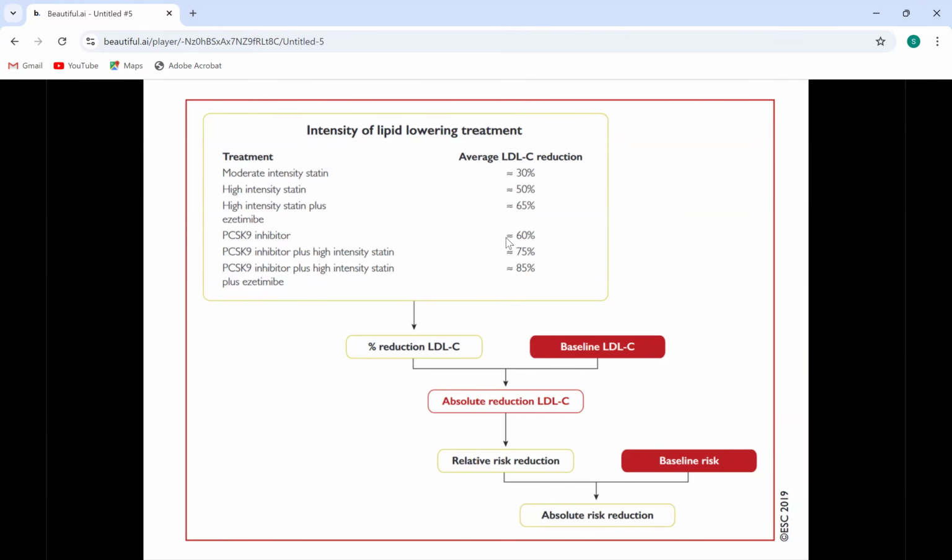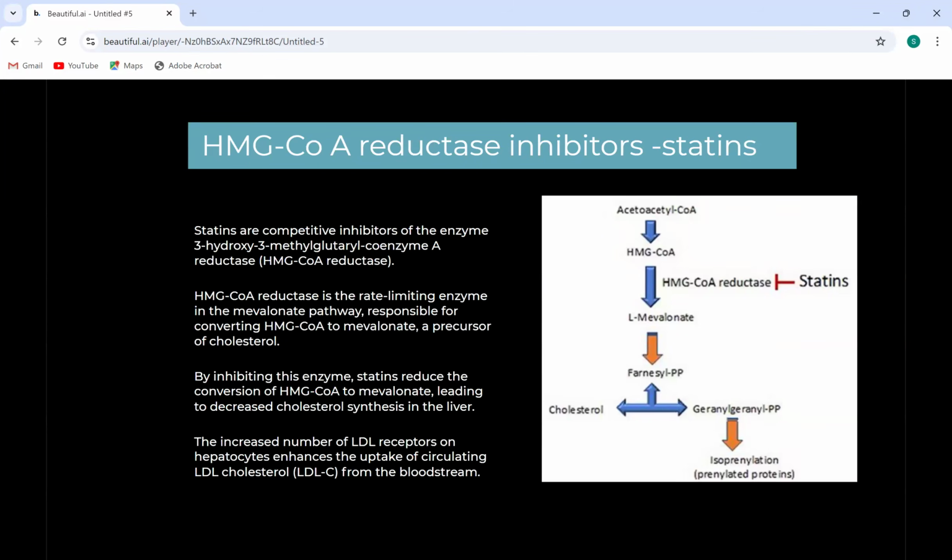PCSK9 alone will bring this down by another 60%. So if you combine statins and PCSK9, it would be 85%. There are risk groups who are on PCSK9 inhibitors, especially in Europe. I worked in a center which had a specialized lipid center, and they used PCSK9 inhibitors quite often for high-risk patients. So what you basically target is absolute reduction of LDL-C and your desired target. So a little bit about the drugs that we talked about.